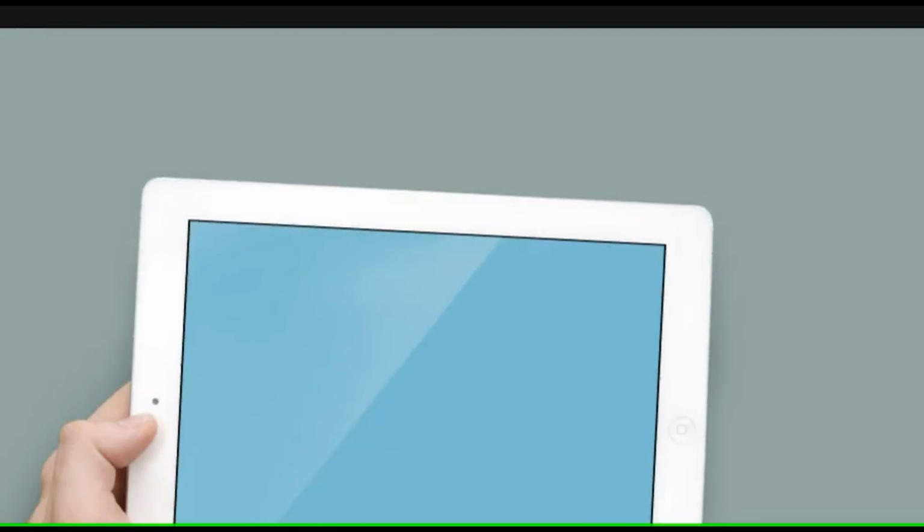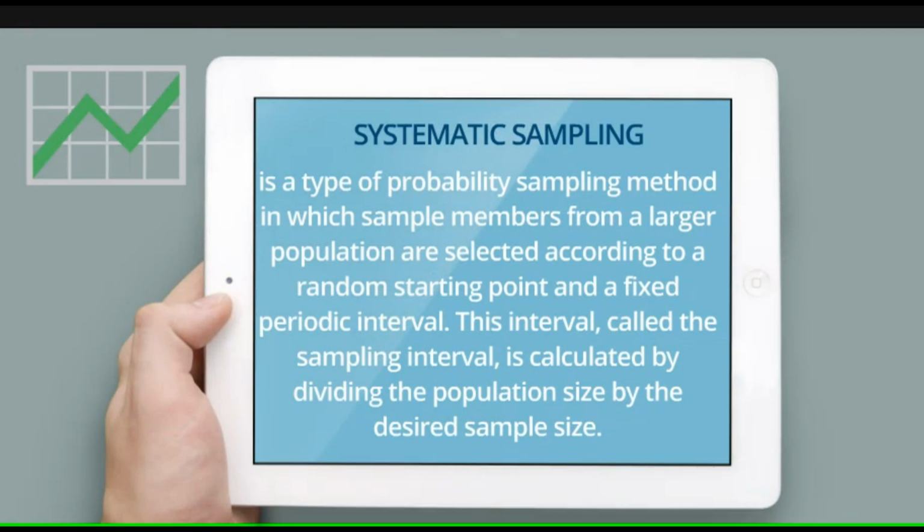And lastly is the systematic sampling, in which sample members from a larger population are selected according to a random starting point and a fixed periodic interval. This interval, called the sampling interval, is calculated by dividing the population size by the desired sample size.